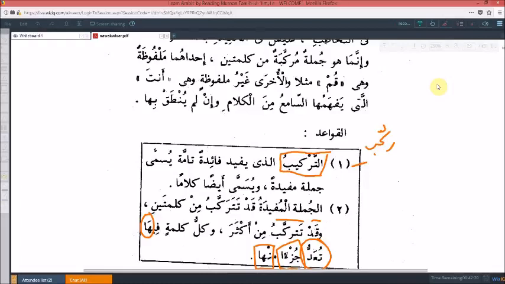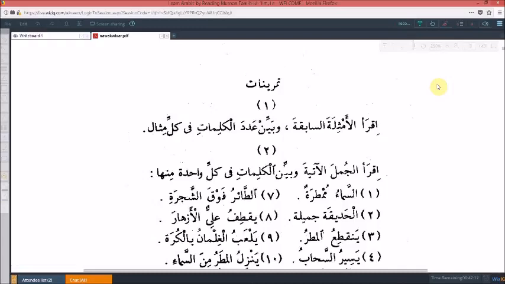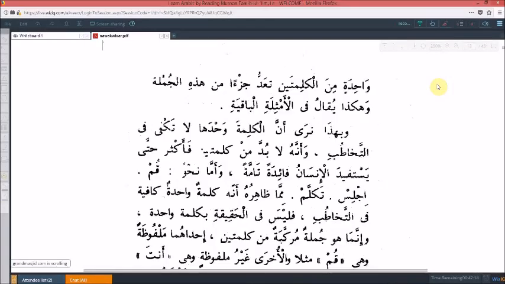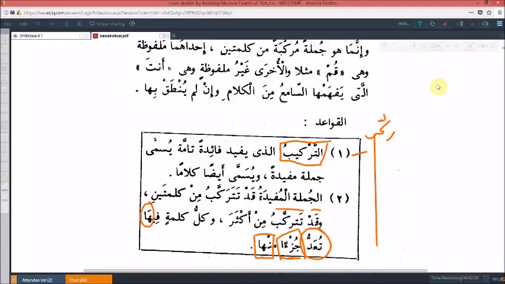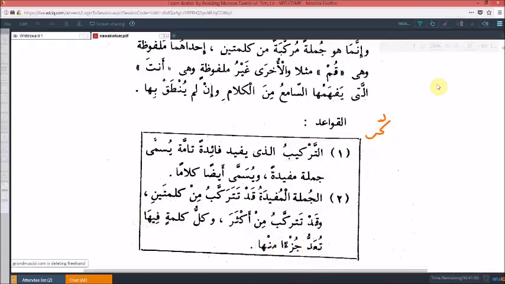Understood? Is that clear? No. Go back. I want you to pronounce that first word in that second part. Go up. I can't see it. I know. You gotta give me a second. Okay. Which word? The first one, and number 2. الجملة المفيدة. Yes. Okay.